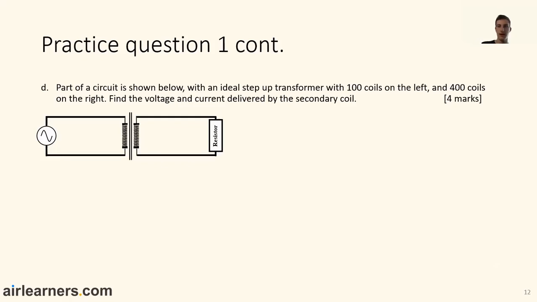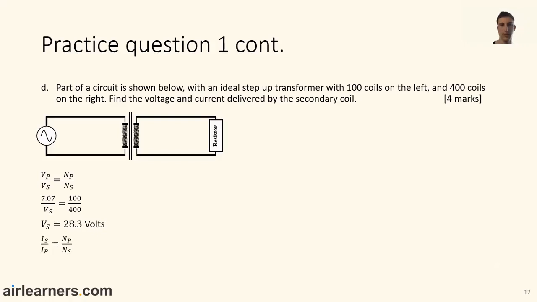Now that you've had a go at that question, we can go through the solution. First things first, we use the turns ratio. Primary voltage to secondary voltage is the same as the ratio of the turns in the primary and secondary coils. Pop in our values there, remembering that the power source is the same. This is the same question with that same AC power source. And we rearrange to get a secondary voltage of 28.3 volts.